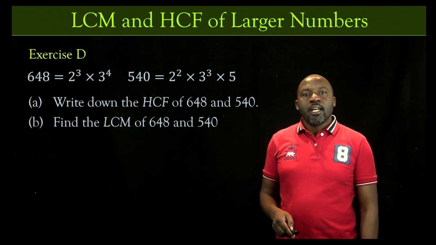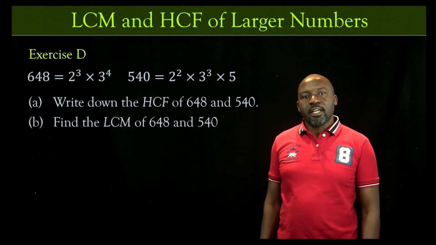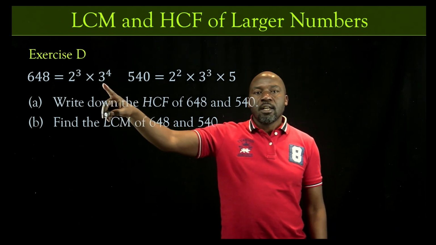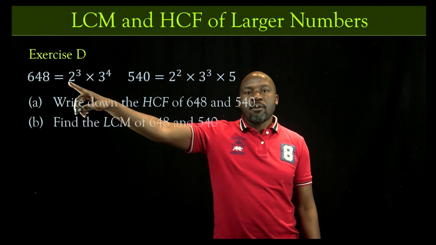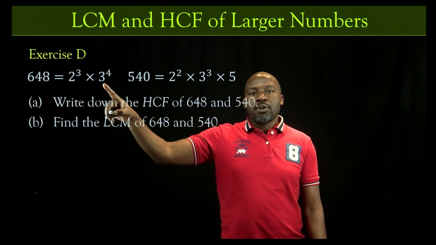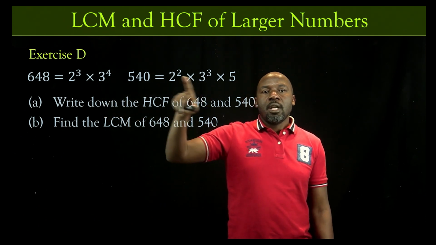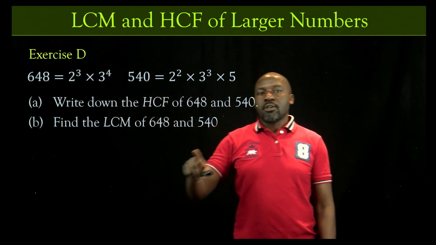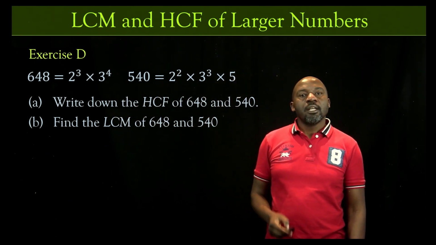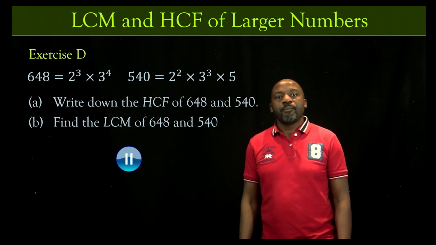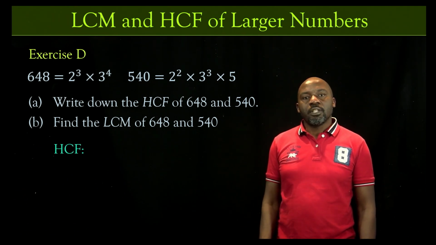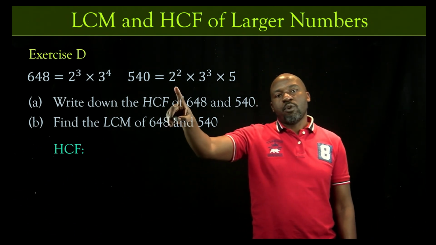So the first one was to find the HCF, the second one is to find the LCM. When it is LCM, we go for the larger powers. So here we have 2 power 3 and 2 power 2, so we would go for 2 power 3, and for 3 this is power 4 and that is power 3, so we would go for power 4, and so on. And this is 5 power 0 and this is 5 power 1, so we'd go for 5 power 1, like that. So let's answer this question then. Pause it and try.